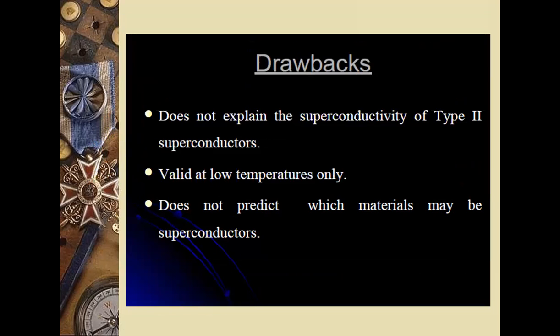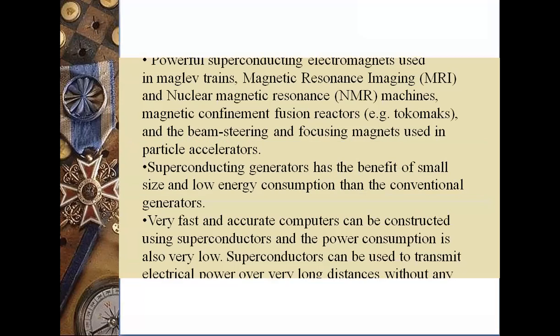Drawbacks of the Cooper pair theory: it could not explain the superconductivity of type 2 superconductors. It is valid at low temperature only, and it does not predict which materials may be superconductors. It doesn't work at higher temperature, and especially it doesn't explain type 2, and it doesn't help identify which type of material is a superconductor.